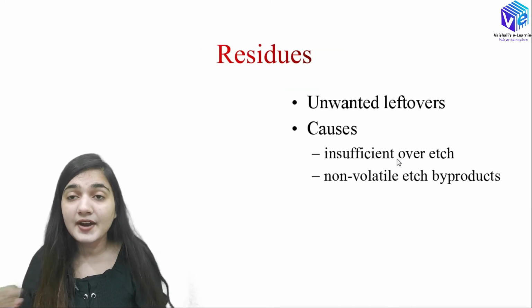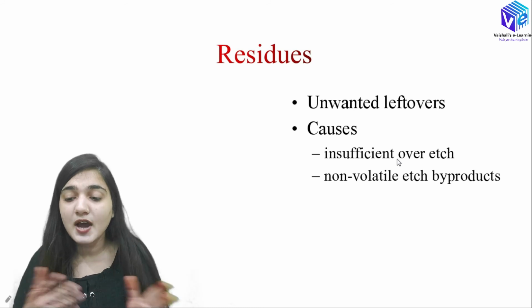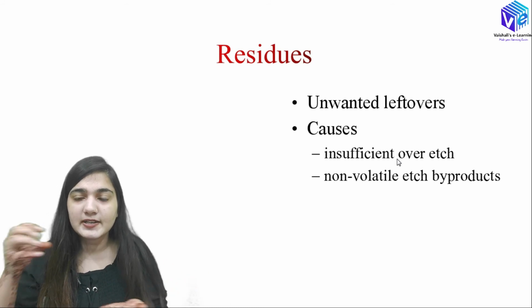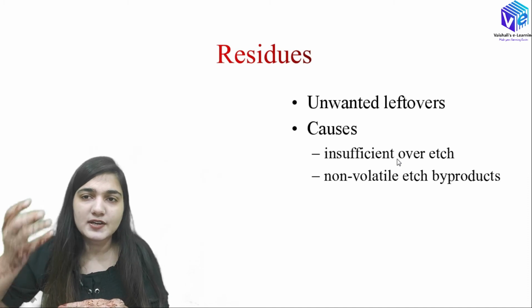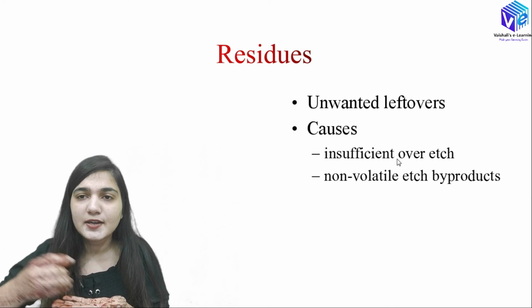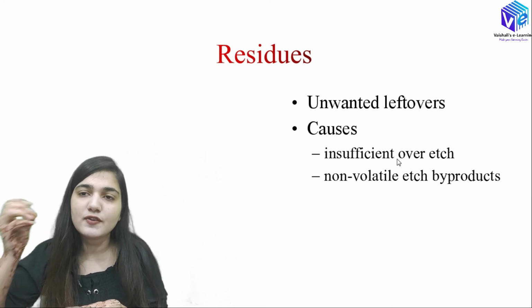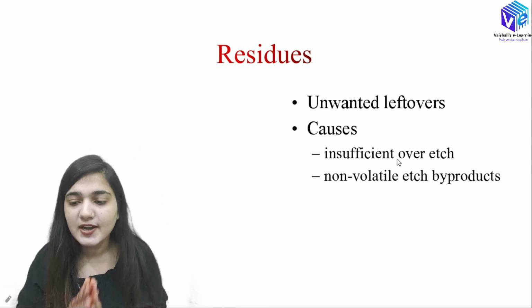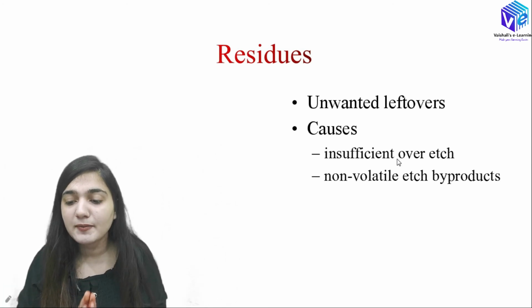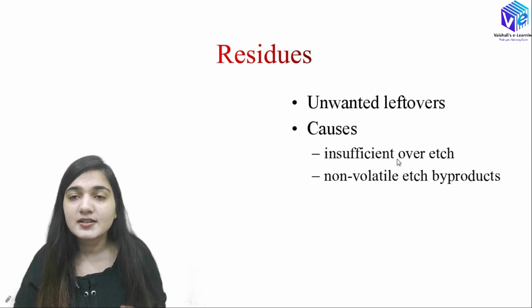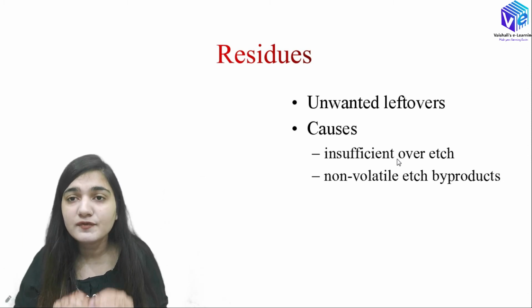So what are residues now? Residues are the unwanted leftovers. Okay, so whenever I am using a material to remove the etchant, I can use any chemical, like if I am using SiO2, so for removing SiO2 I will be using HF. Okay, so if I am using HF with SiO2, it will be making some residues. The residues are unwanted and it will be causing the insufficient overetch. Okay, so this is the reason I want to remove the residues as soon as they are formed.